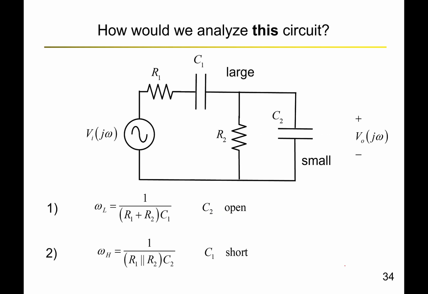For that, let us consider this circuit where we have two capacitances, C1 and C2, where C1 is large and C2 is small. Because C1 is large, we know that C1 will short much before C2 shorts.